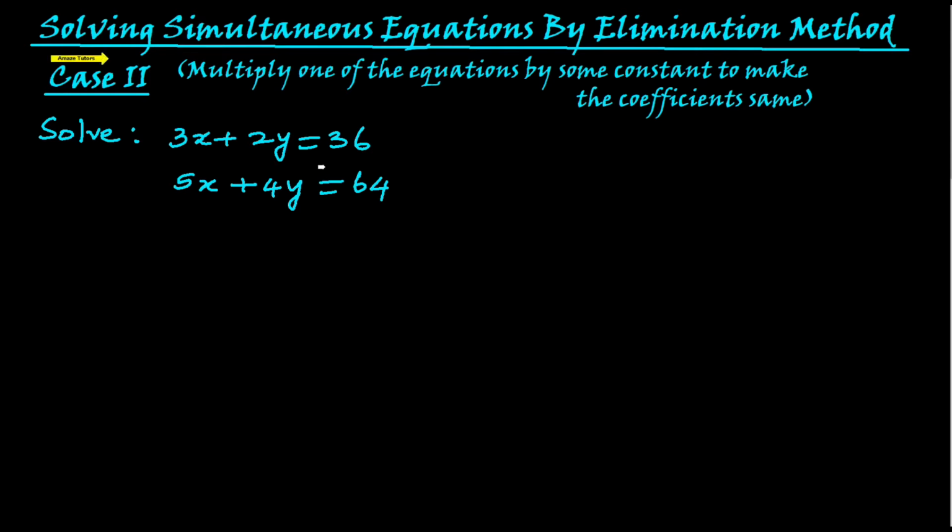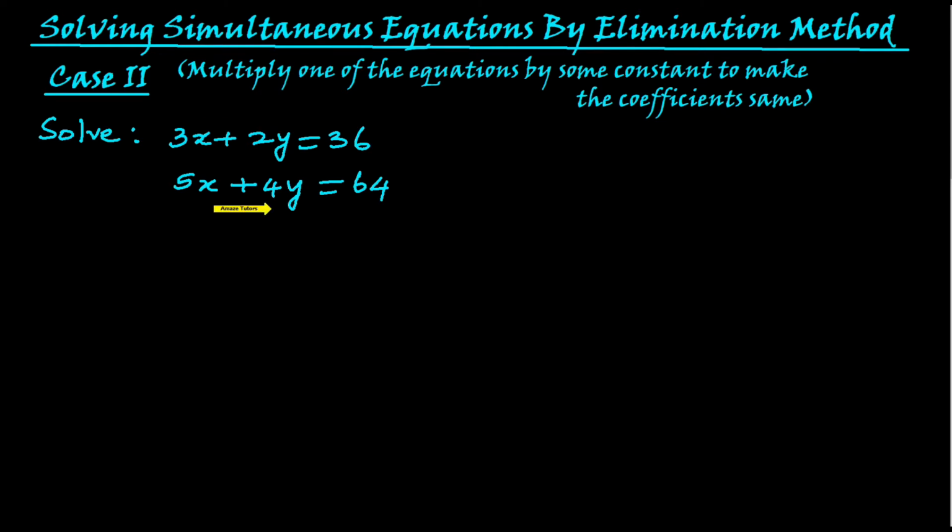But in case 2, neither x's nor y's coefficients are the same. They are not the same. We need to make them the same by doing some manipulation. So what we have to do, we need to multiply one of the equations by some constant to make the coefficients the same. In this example, the coefficients of x are 3 and 5. But when you look at the coefficients of y, they are 2 and 4.